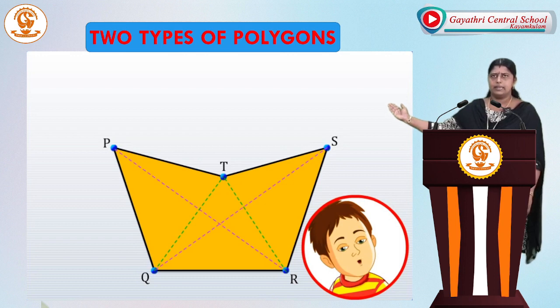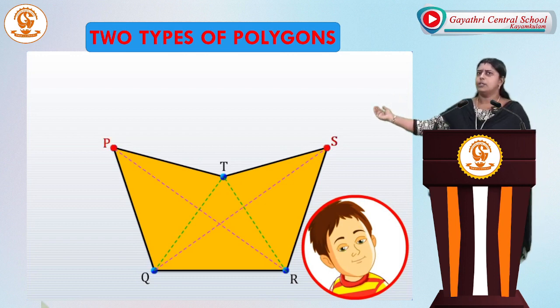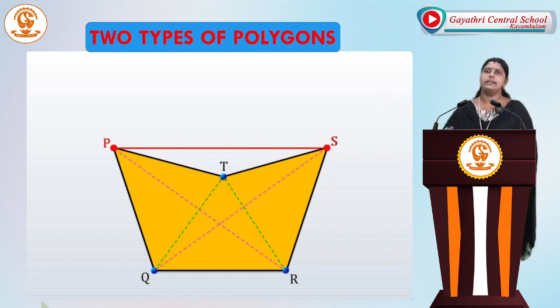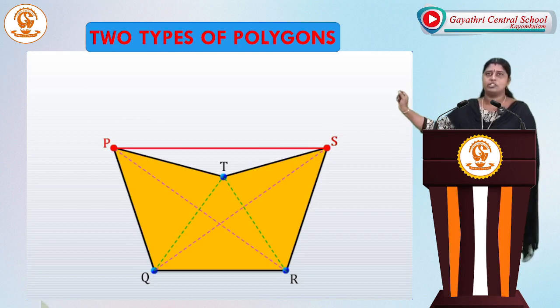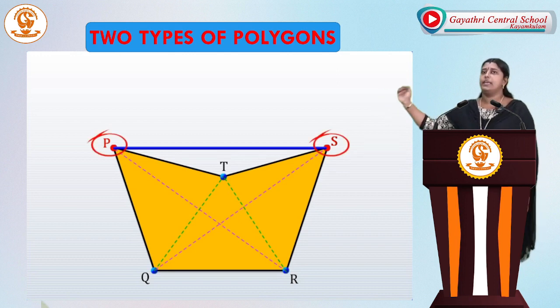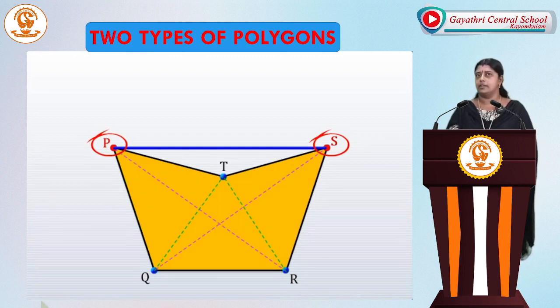Can you watch it, Makle? By drawing the diagonal, we can see one diagonal PS. The diagonal PS is in the exterior part of this polygon. Can you see the diagonal in the exterior part? Yes, PS. The diagonal PS is in the exterior part of this polygon. All other diagonals are in the interior part, but one diagonal is in the exterior part.